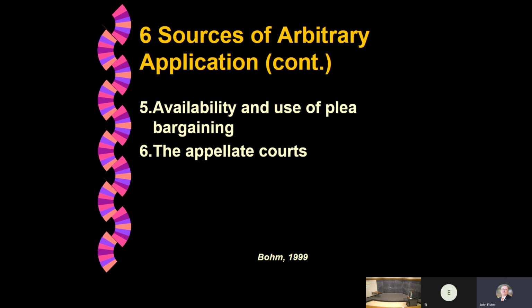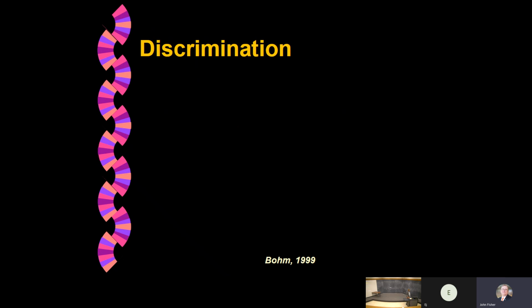So the appellate courts change and they overturn a lot of death penalty sentences, which makes it arbitrary. Discrimination. Somebody define discrimination for me.